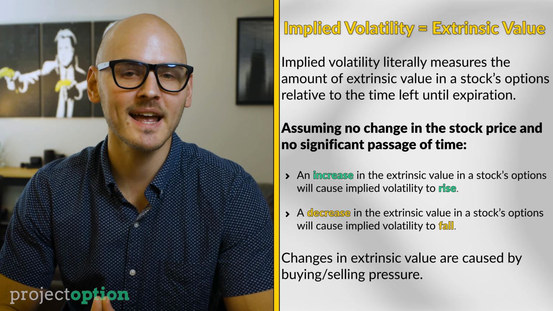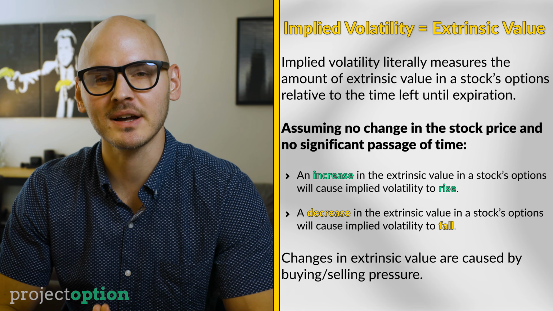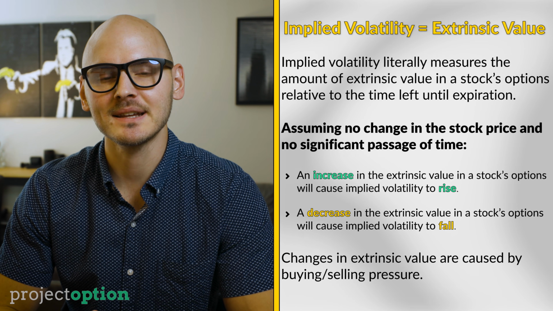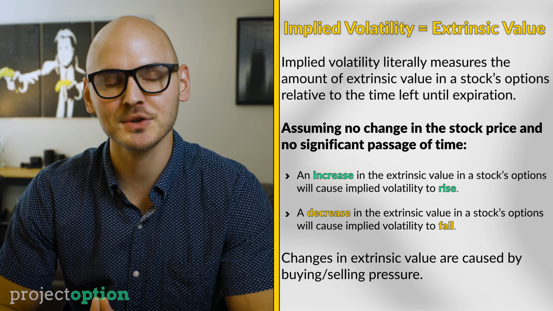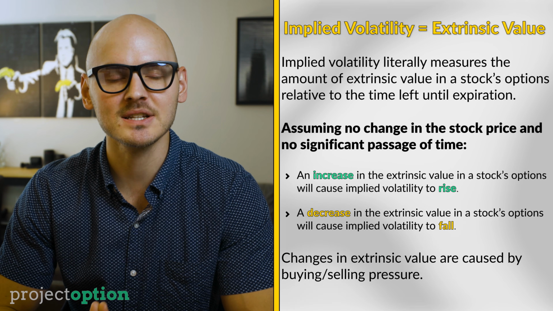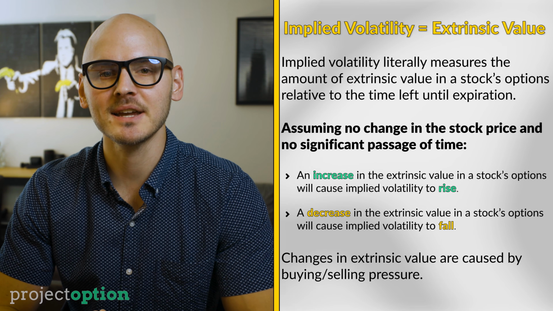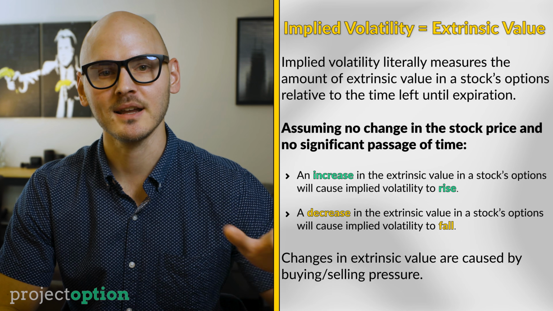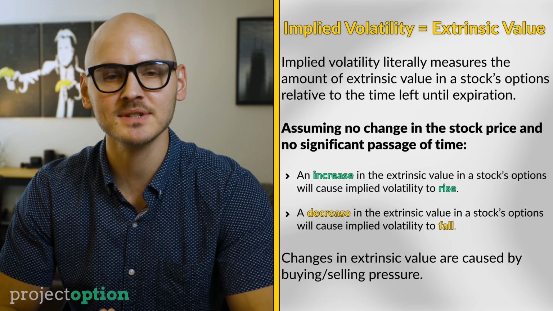On the other hand, if you see a decrease in implied volatility, that means the options now have less extrinsic value than they had before, relative to the time left until expiration. So basically, if we hold the stock price constant and have no passage of time, a decrease in option extrinsic value results in a lower level of implied volatility.